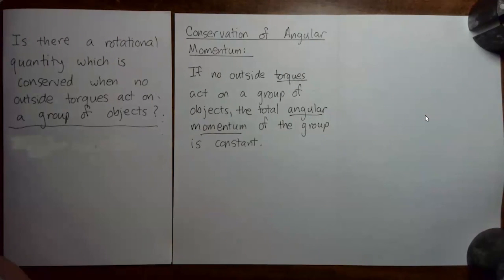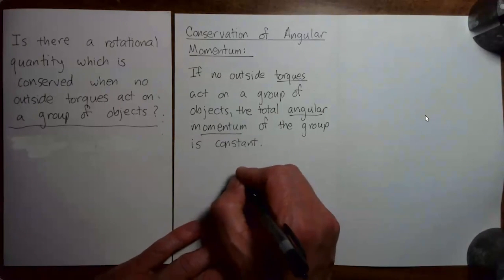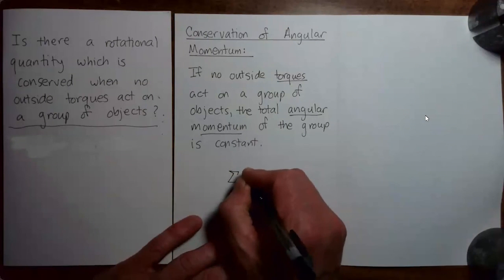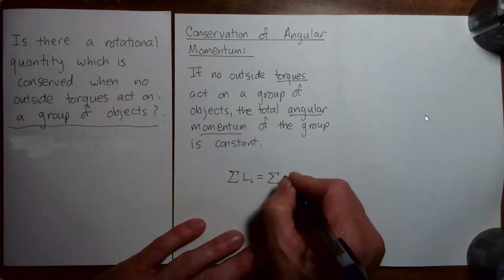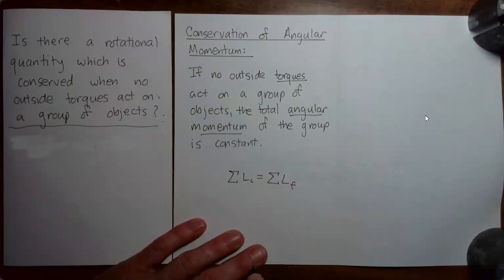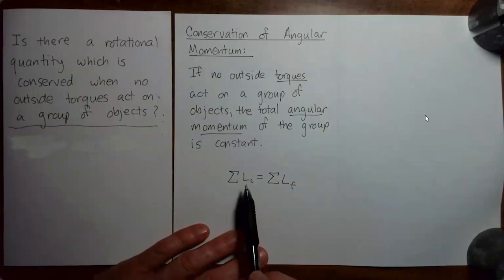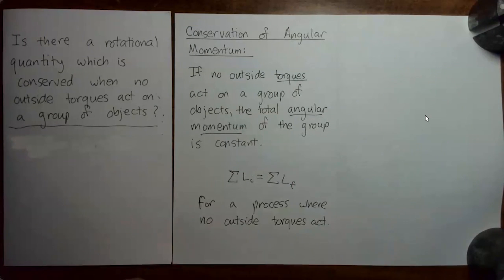We can express this as an equation as well. If we have a process where no outside torques act on a group of objects, then the total angular momentum at the beginning of the process equals the total angular momentum at the end of the process, and that is something we can express by saying total angular momentum initial equals total angular momentum final for a process where no outside torques act.